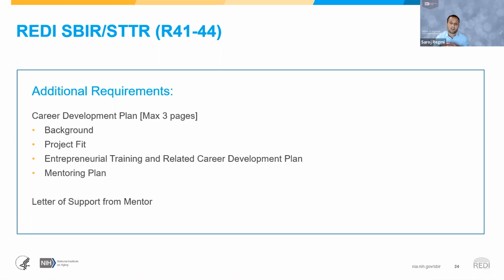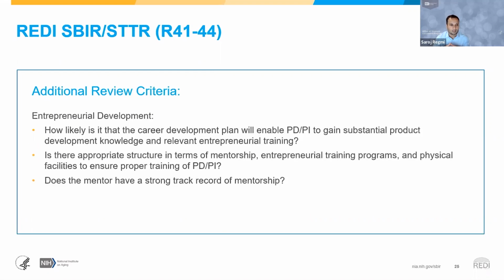Mentoring plan: whether mentoring activities will be performed, what kind of activities will be performed, how frequent the meetings with mentors will be, and what that will entail. A letter of support from the mentor is also required in this case. And like I said, given that this SBIR STTR is geared towards early career investigators that are interested in entrepreneurship, additional review criteria will focus on entrepreneurship development.